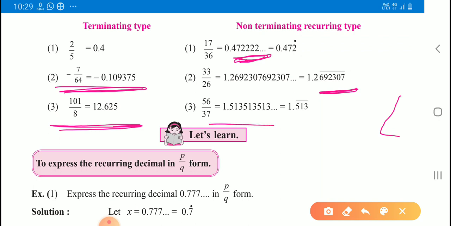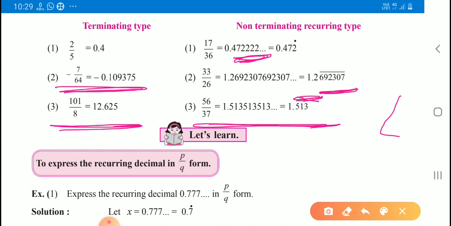And the last example they gave, that is 56 upon 37. Here the group 513 occurs again and again. So the answer of this is 1.513, and on top they showed the line.